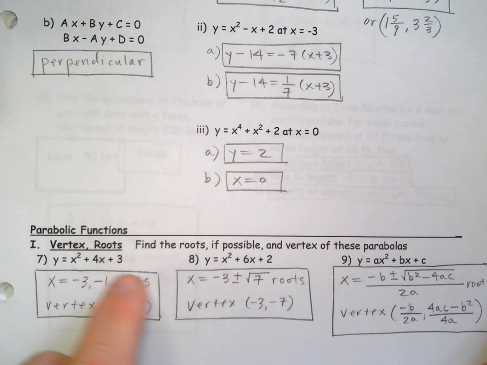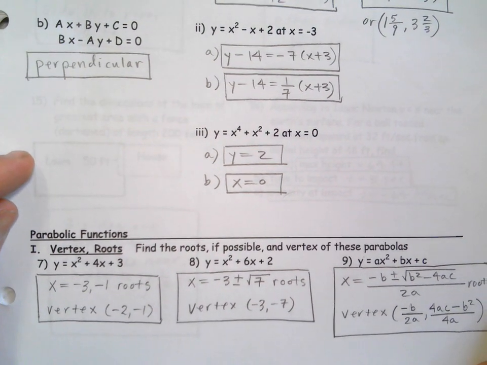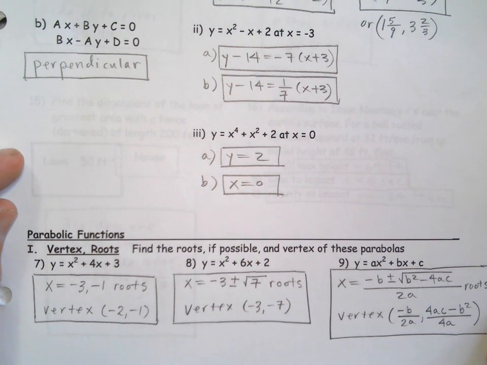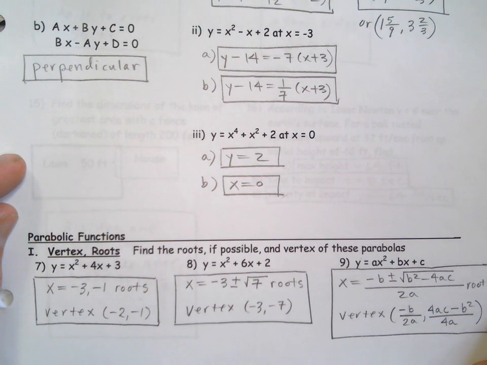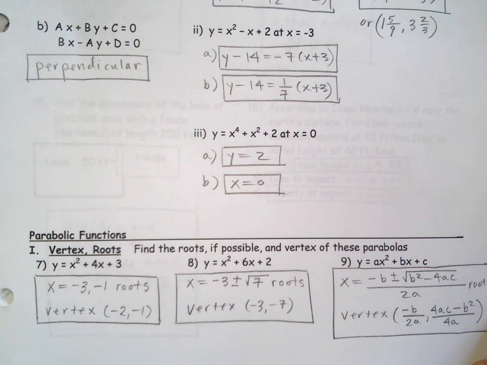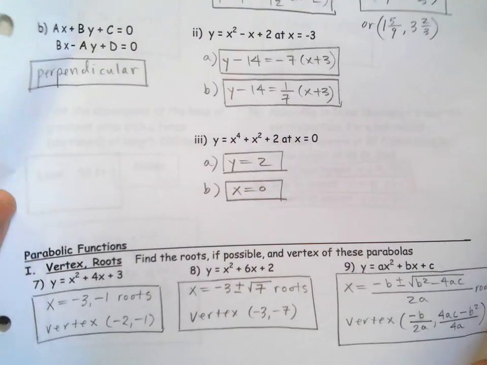Now, for these vertex and roots problems, find the roots. That's the x-intercept, so set the equation equal to 0 and solve. For the vertex, I want you to use that new trick I showed you in the notes. Don't use the formula from algebra 1, x equals negative b over 2a. Use the derivative equals 0 and solve for x.